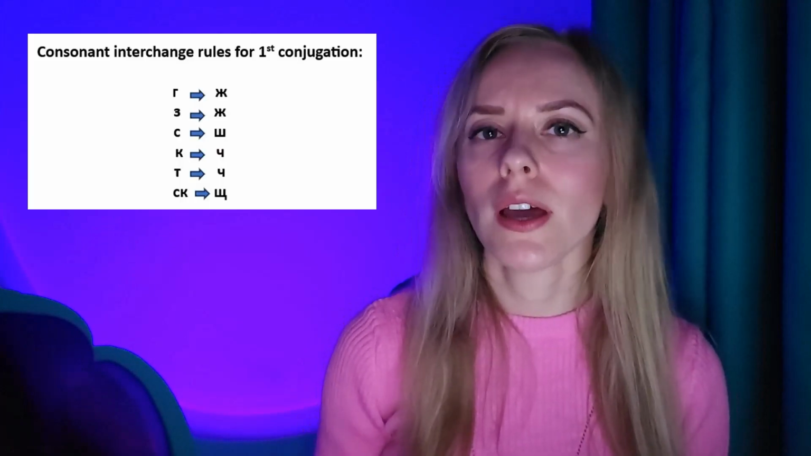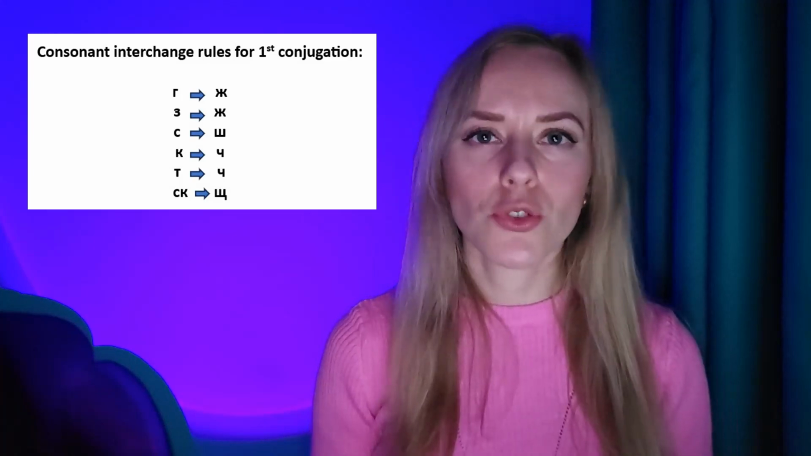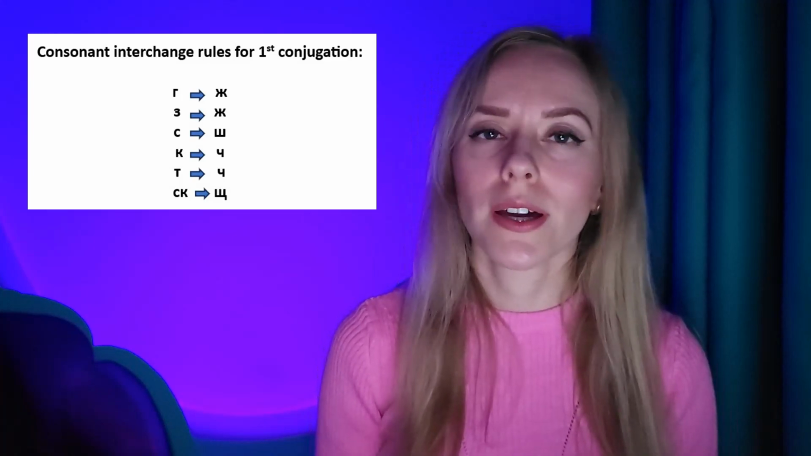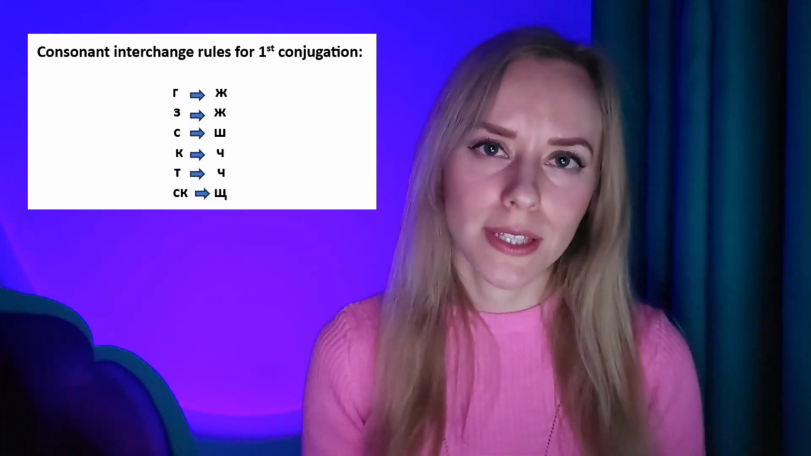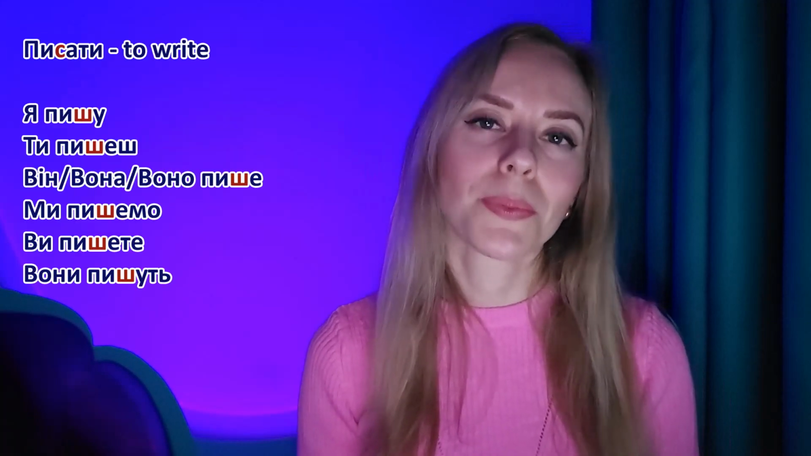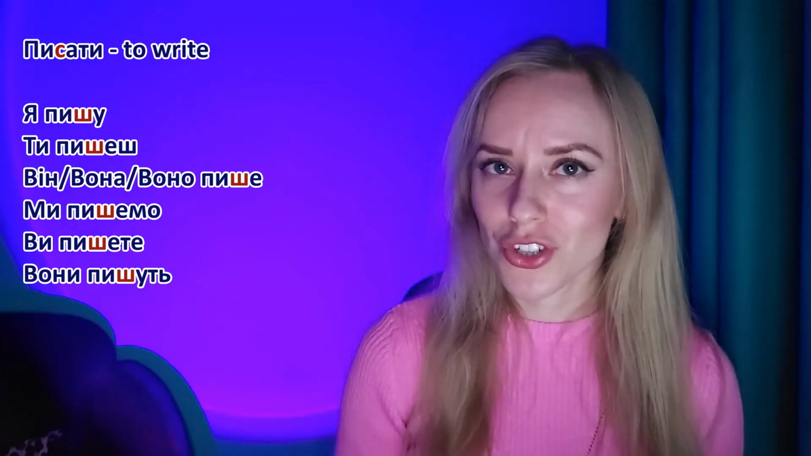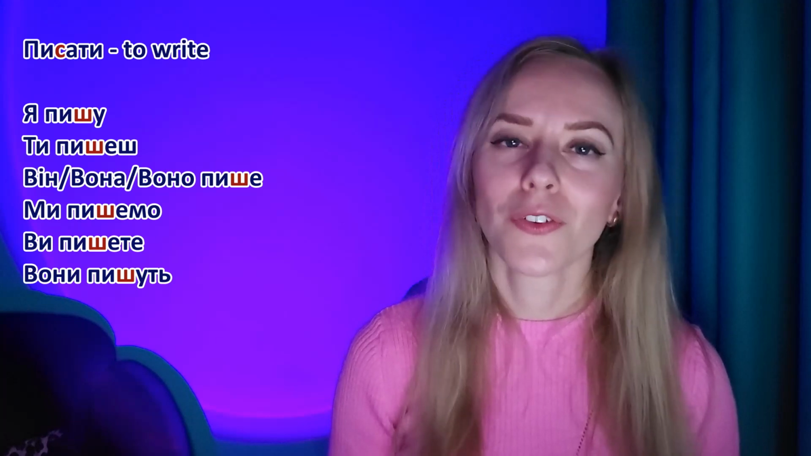There are some words where we change some consonants. You can see the main rule, which consonant we should change. Sometimes you can meet some words where we don't change, like exceptions, but most of words with this consonant we should change. For example, verb писати. Я пишу, ти пишеш, він, вона пише, ми пишемо, ви пишете, вони пишуть.